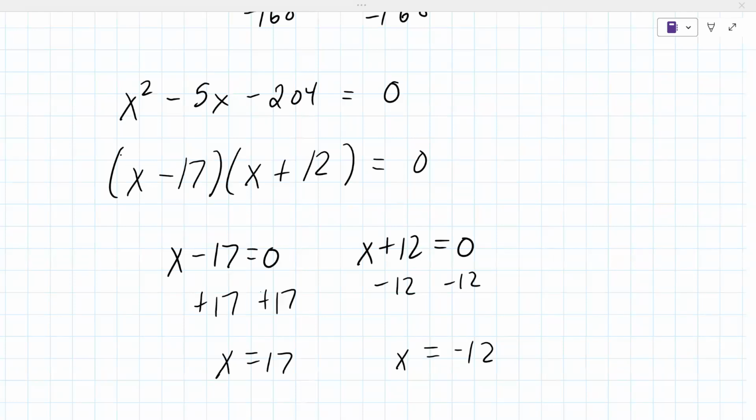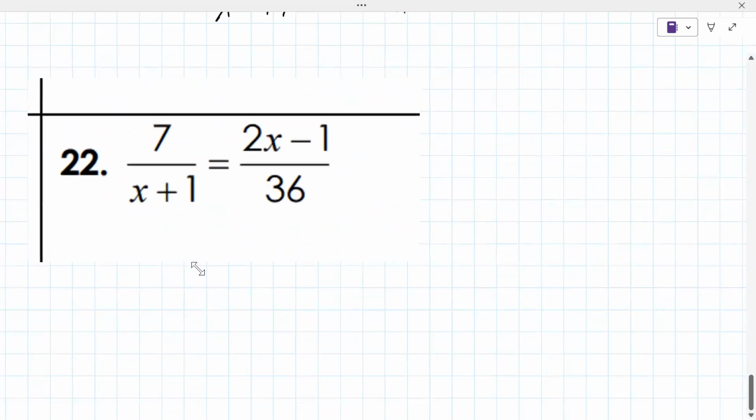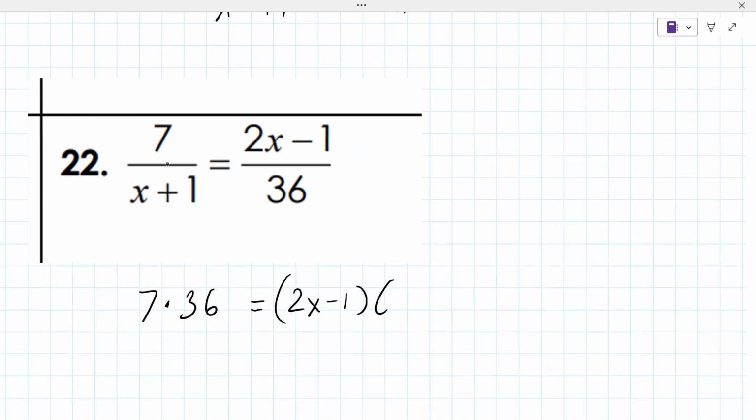All right. Number 22, very much the same. You can have a slightly different arrangement. 7 times 36 equals 2x minus 1 times x plus 1. You again have to FOIL. This one's a little bit more difficult, but give the FOILing a try. If you're really stuck, we can work on it together.